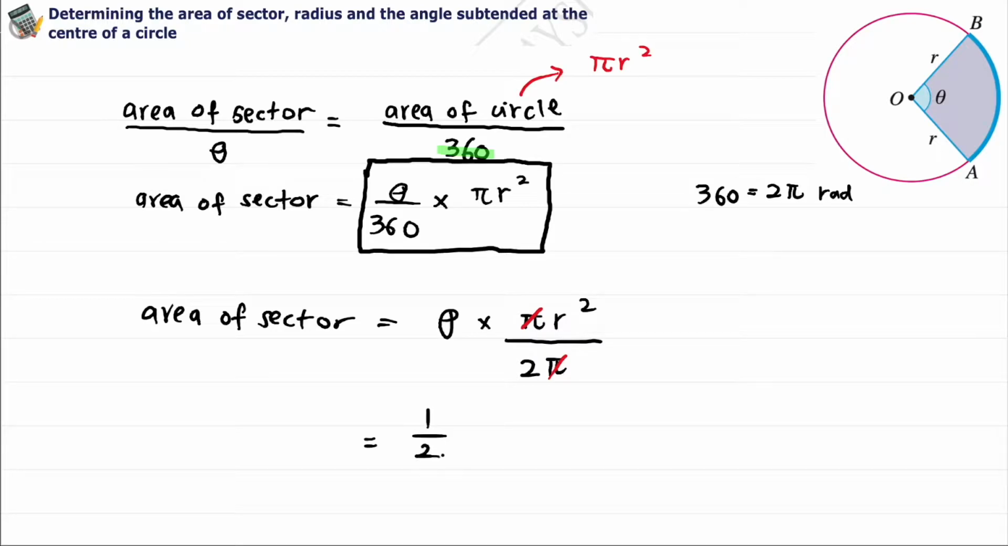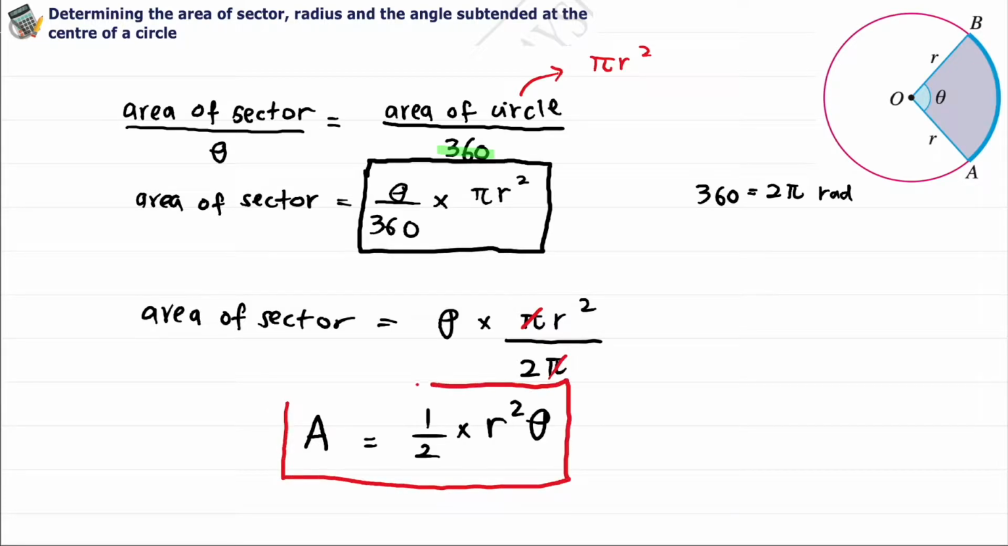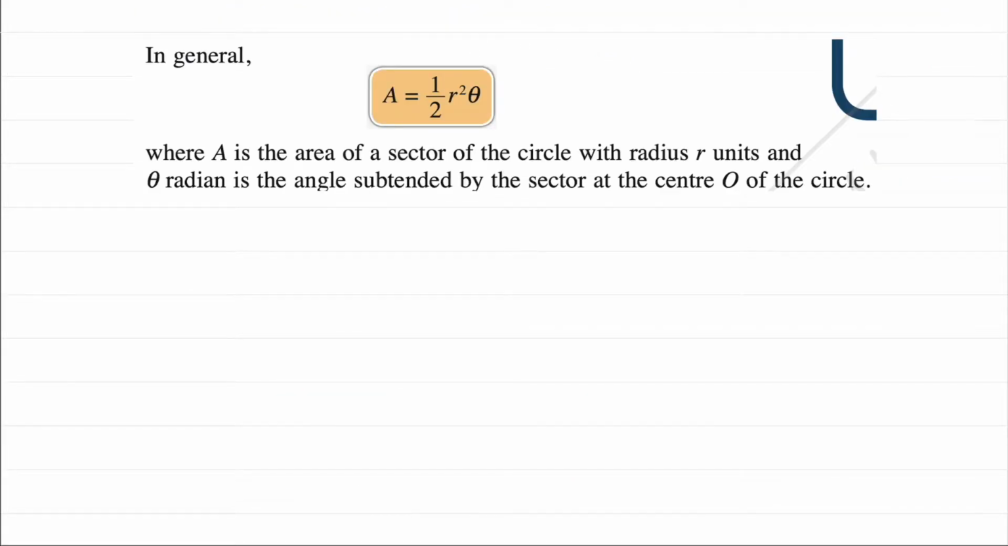We put the fraction first in front. We get 1 over 2 times, we put the r first. It's just a matter of rearranging: r square theta. So we already derived the formula for area of sector. Area of sector is equal to 1 over 2 times r square theta. In general, A is equal to 1 over 2 r square theta. A is area of sector, r is radius, and theta here is the radian. It has to be in radian.